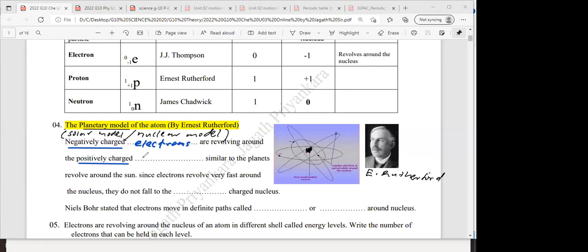Why is the nucleus positively charged? Because of protons. Protons are positive. That's why the nucleus is positive. Similar to the planets revolving around the sun, that's why we call it the solar model or the planetary model. Since electrons revolve, this is the other most interesting thing. Now the electron is very light and is negative. Sometimes you can argue, so why won't it get attracted to the positively charged nucleus? Because the nucleus is positive because of protons. Neutrons are anyway uncharged.